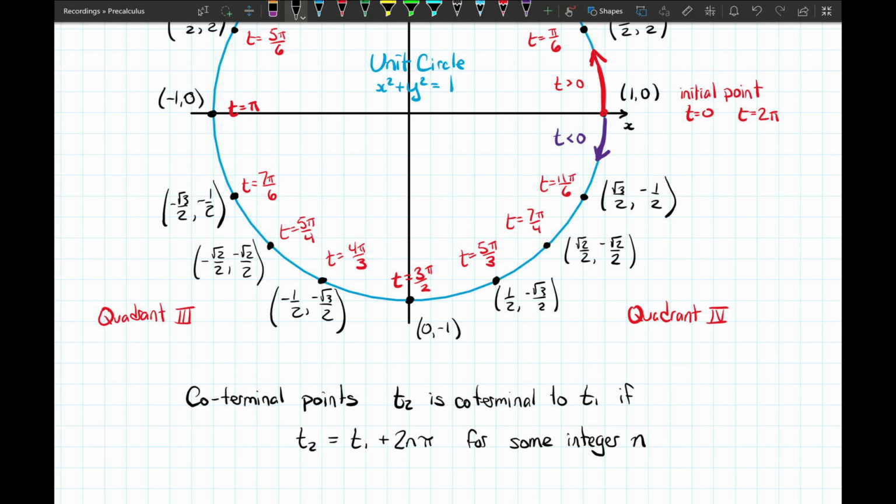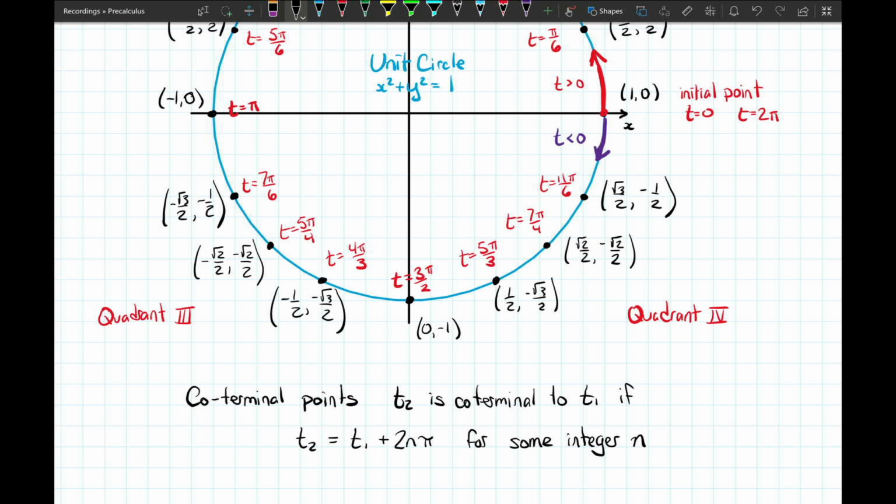So in other words, t2 would be coterminal to t1 if t2 is simply t1 plus some multiple of 2 pi. And when we say a multiple, we mean some integer multiple. It could be adding several factors of 2 pi, or it could be subtracting several factors of 2 pi. So we just say that t2 is equal to t1 plus 2n pi, where n can be any integer.